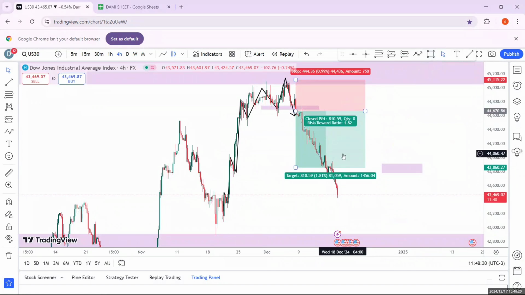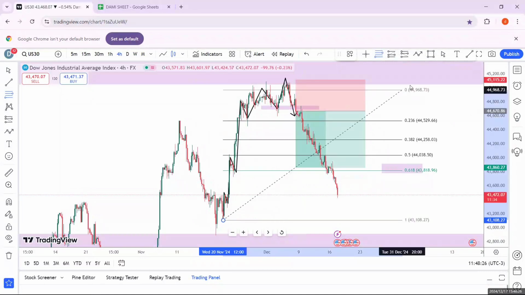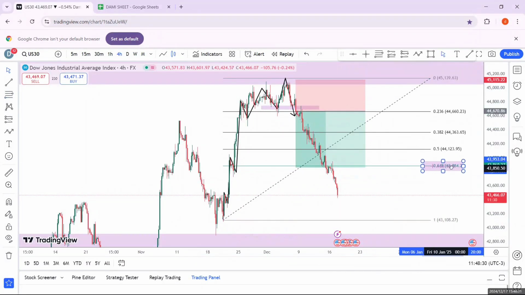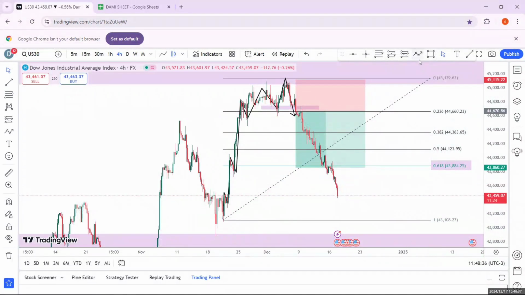Okay, so now that this is over, what are we going to do? We are now going to try to get a buy entry, since the sell entry is done. Price has gone to 61.8, which ends the sell entry. However, it's important to note that sometimes price goes below 61.8 only to correct back into 61.8.